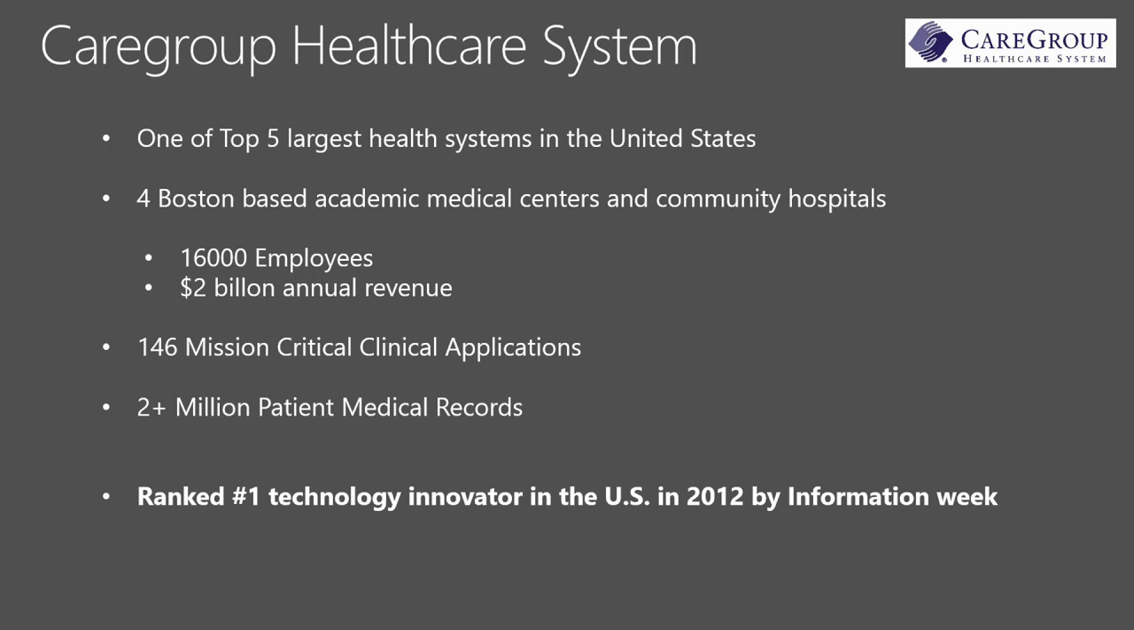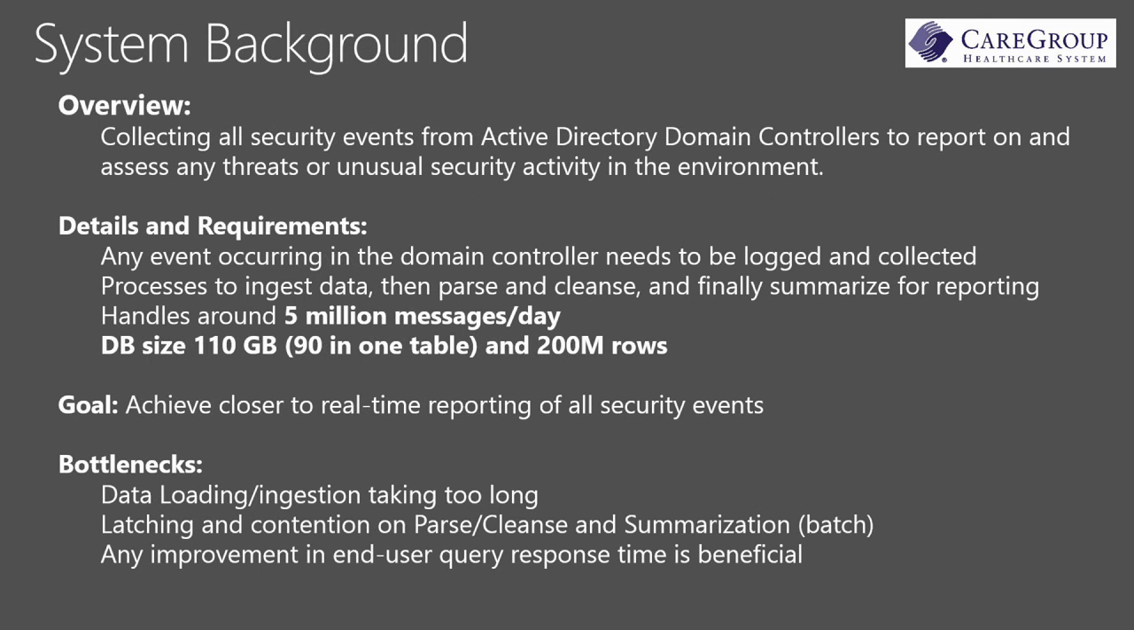A little bit of background on Care Group. This is one of the top 5 largest healthcare systems in the United States. It's comprised of 4 Boston-based academic medical centers and community hospitals. It has about 16,000 employees and about $2 billion annual revenue. They estimate around 150 mission-critical Tier 1 apps that they're managing. They store about 2+ million patient medical records. And they're very proud, as they well should be, that they were ranked #1 technology innovator in the US by Information Week in 2012. Very early adopters, on the cusp of technology.